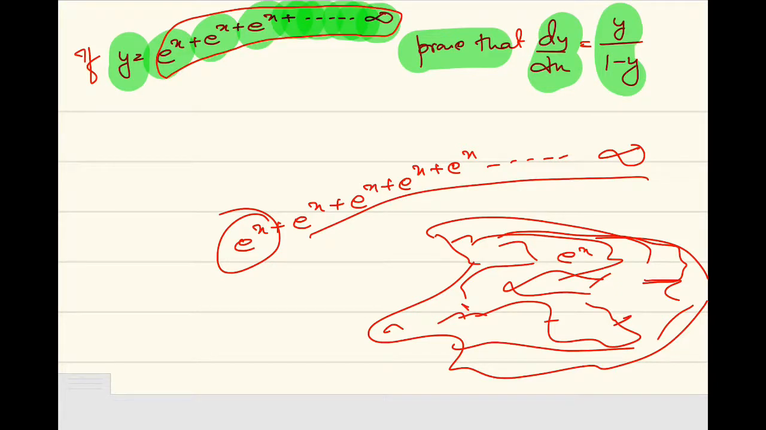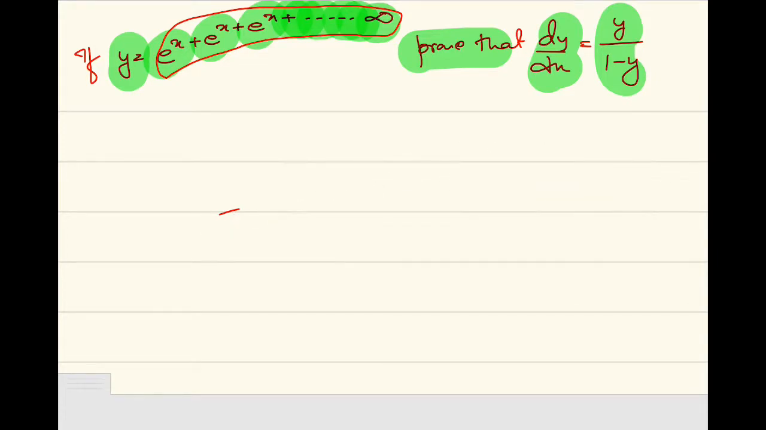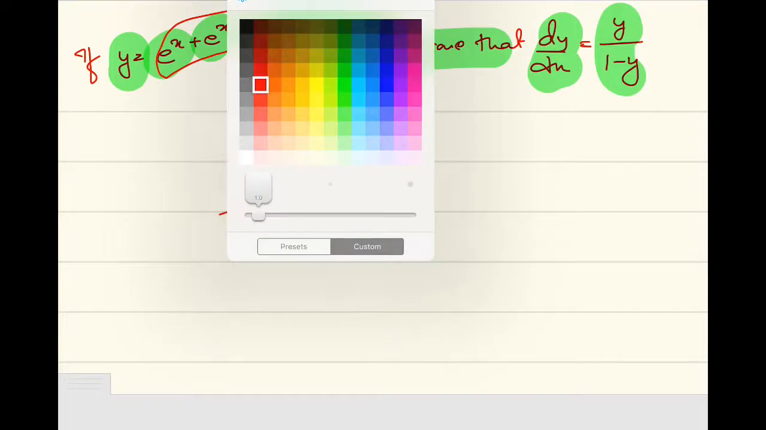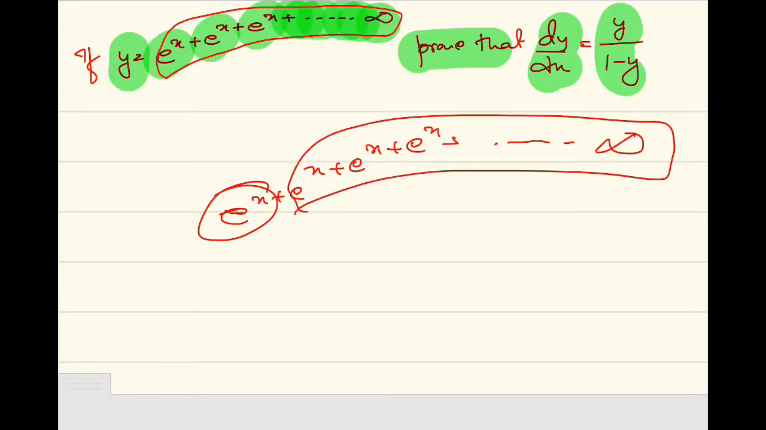Are you understanding? Let me repeat this. See this, everyone, there are infinite number of e to the power x: e to the power x plus e to the power x plus e to the power x plus e to the power x plus dot dot dot, infinite. I don't know how many. So out of this, if I remove one of them, it doesn't make any difference. What will be the rest? The rest will still be y.